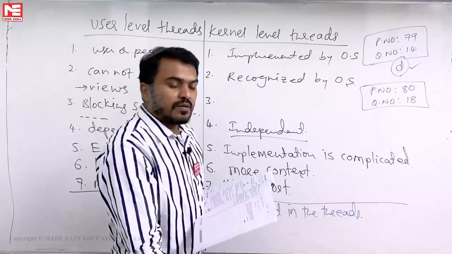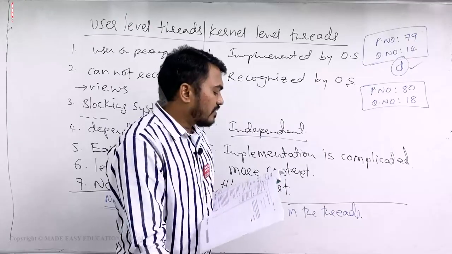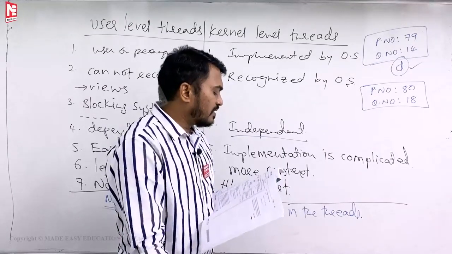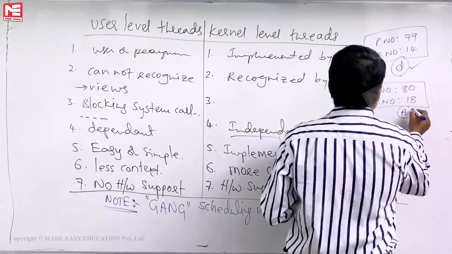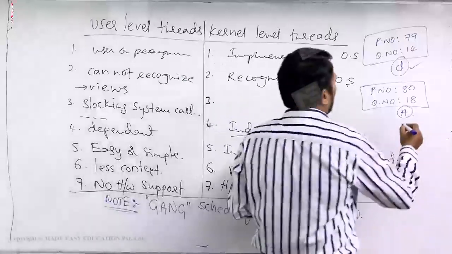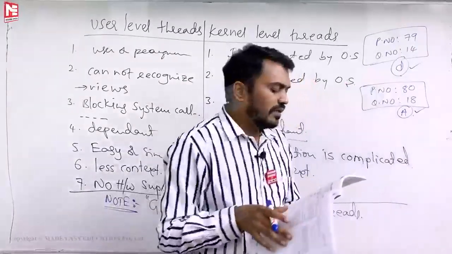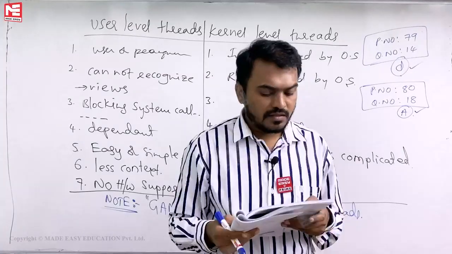Right, understand here, I will explain. I am assuming all of you studied the question. Which of the following is private or specific to the thread? The right answer is A. Why? Look here: which of the following is private or specific to the thread? That is what the question is asking.